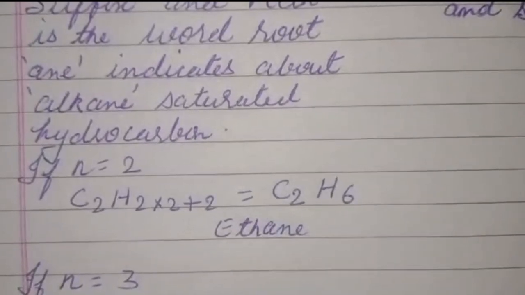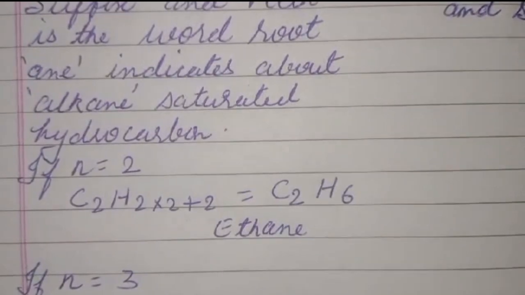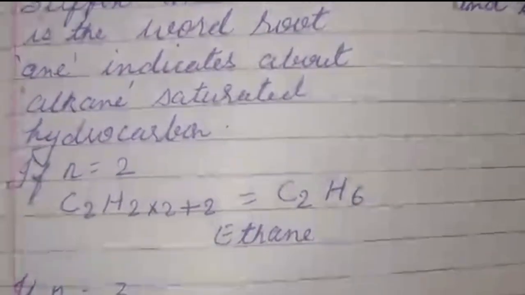Then the name will be propane, and if n is equal to 4, then it will become butane. The molecular formula will be C4H10. In this way we will continue up to the maximum number of hydrocarbons for the alkane group.